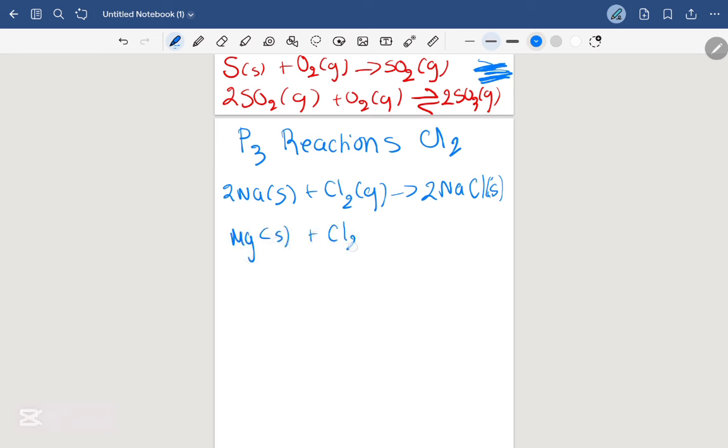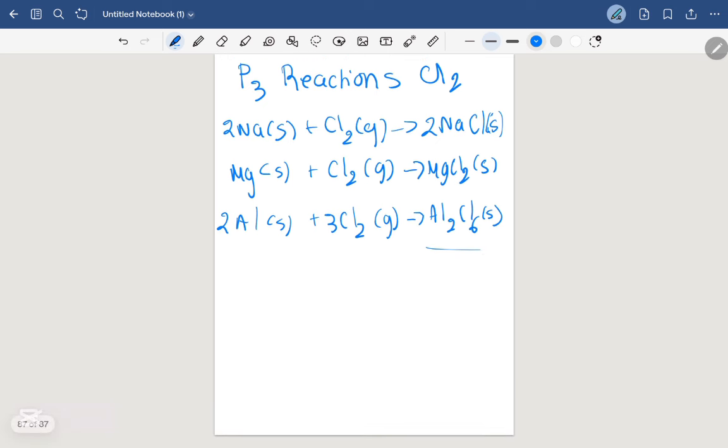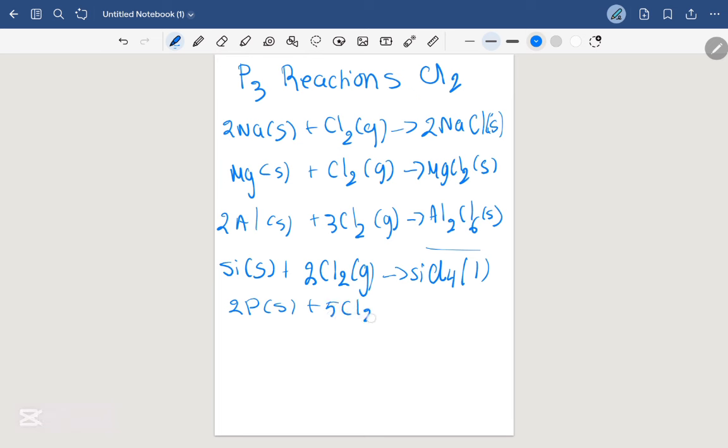Now, for aluminum, 2 aluminum solid, in addition to 3Cl2 gas, is going to give me Al2Cl6. This is supposed to be memorized, by the way, Al2Cl6, which is a solid. Now, silicon solid, in addition to 2Cl2 gas, will give me SiCl4, which is a liquid. Perfect. Then we have 2 phosphorus solid reacts with 5 chlorine gas to give me 2PCl5, which is a solid.